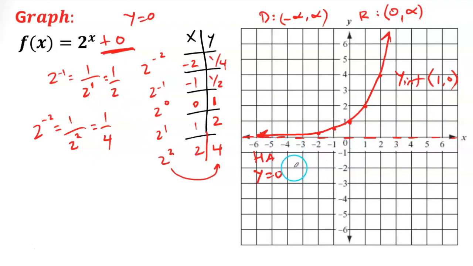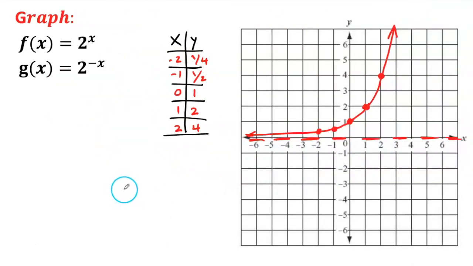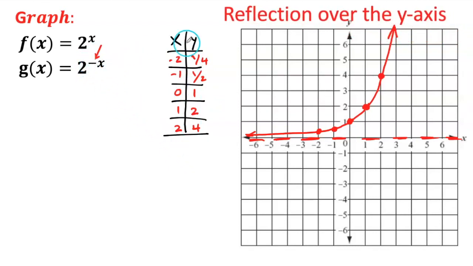Okay, now let's talk about some transformations. The first transformation is going to be when the x is negative. So what I did is I brought back my parent function and the table of values, and the only thing that I need to realize is that when my x is negative, that means it's going to be a reflection over the y-axis. That means this graph is going to go to the other side.